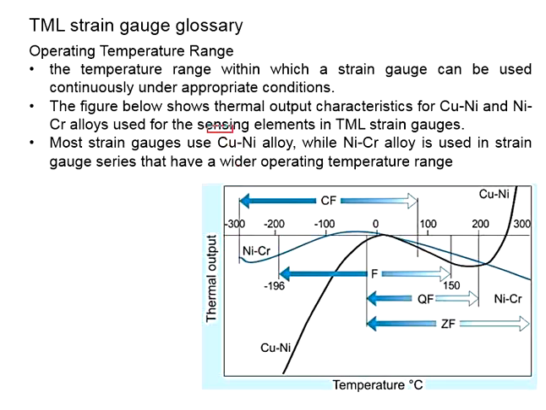Most strain gauges use copper nickel alloy, while nickel chromium alloy is used in strain gauge series that has a wider operating temperature range. How do we read this figure? The copper nickel alloy range is between here, while nickel chromium alloy ranges from negative 300s to 300s. The applicable range is larger.